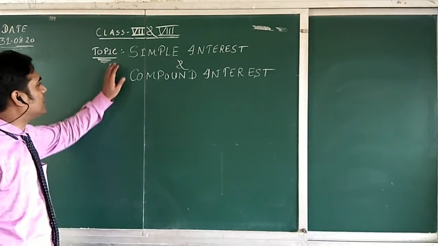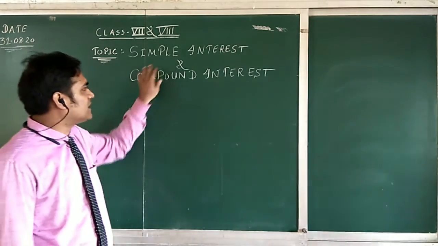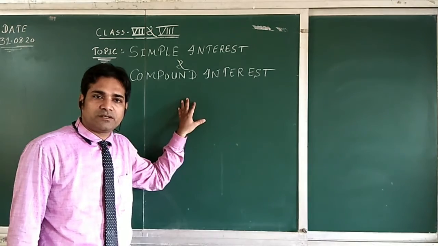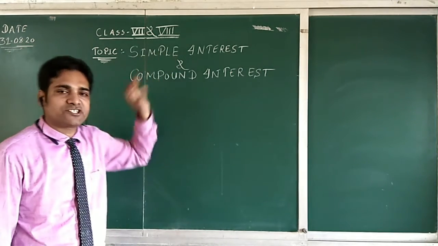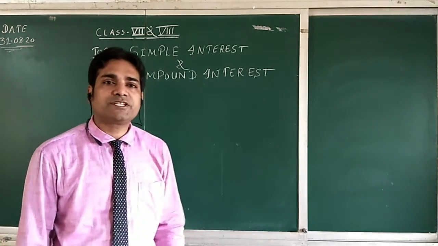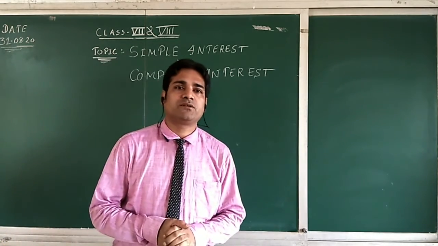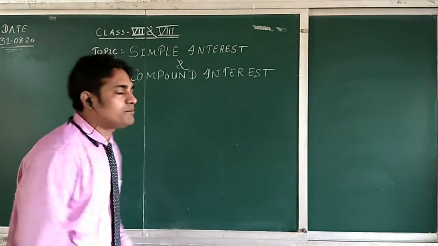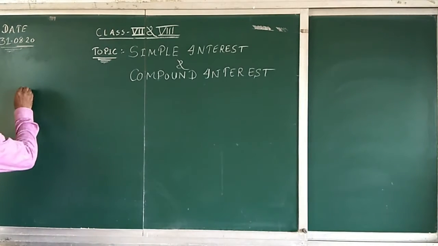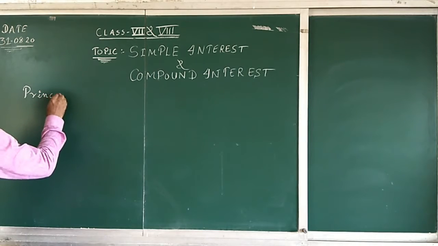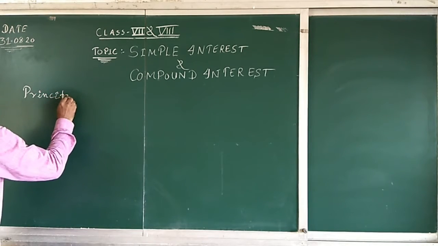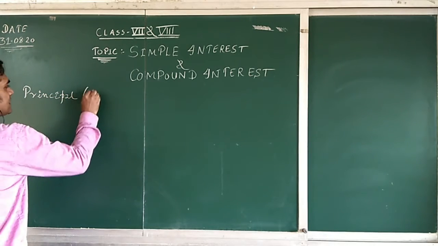Today we discuss a new chapter, that is simple interest and compound interest. Now there are some terms involved in simple interest and compound interest. Let us discuss each term first. The first term is principal. It is abbreviated by P.